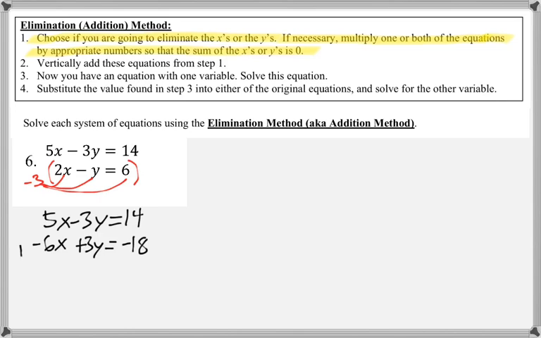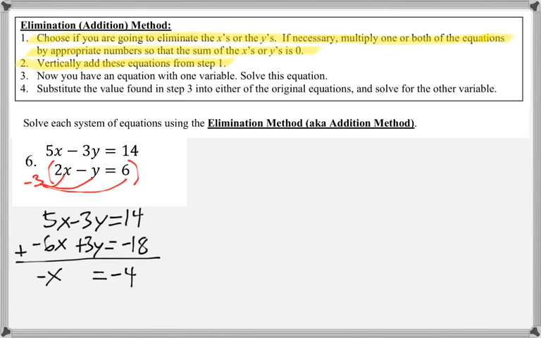Okay, so now let's add these up vertically. So 5x plus negative 6x is negative x. The negative 3y plus 3y, that will disappear. That is 0. And this is equal to 14 plus negative 18, which is negative 4. So we have done step 2. We vertically added these equations from step 1.